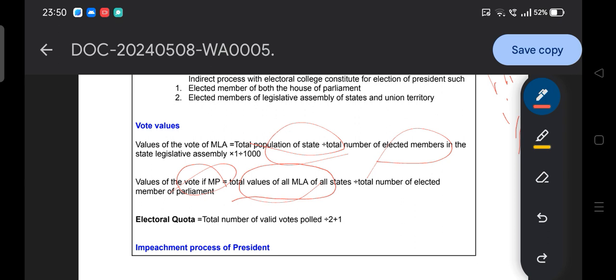Then the value of the vote of an MP, that is a member of Parliament, is the total value of all MLAs of all states, divided by the total number of elected members of Parliament. Do remember total number of elected members of Parliament, not the total number of members of Parliament, because they confused people in the last UGC NET February examination with these options, and most people marked the total members of Parliament. No, it is the total number of elected members of Parliament, because most people get confused here.